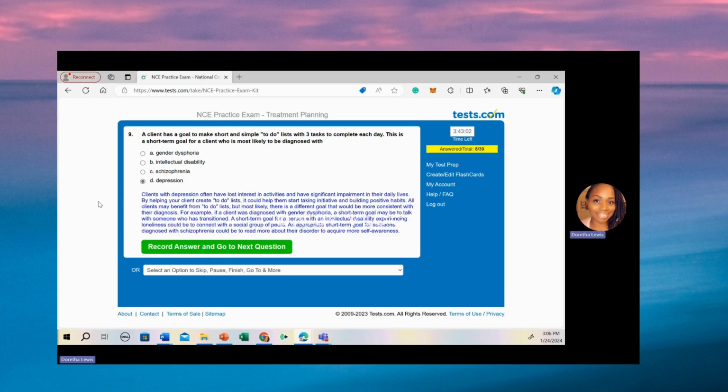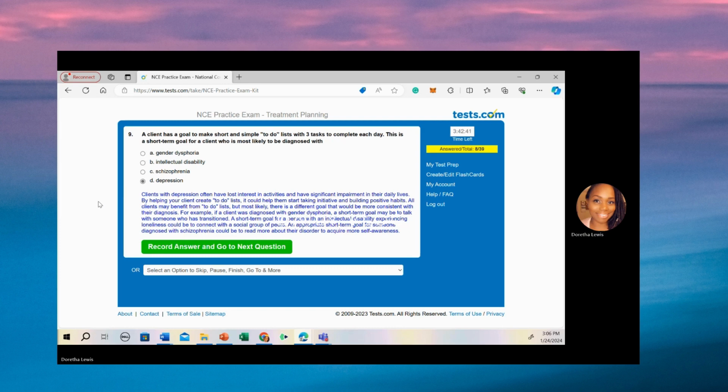Clients with depression often have lost interest in activities and have significant impairment in their daily lives. By helping your clients create a to-do list, it could help them start taking initiative and building positive habits. All clients may benefit from a to-do list, but most likely their different goals will be consistent with their diagnoses.